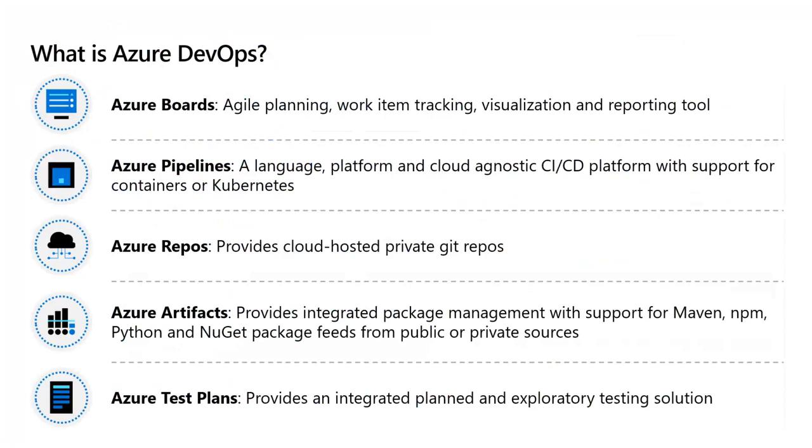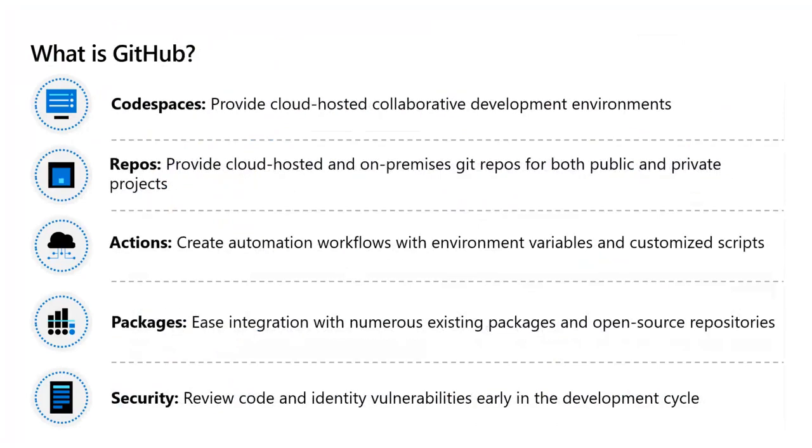What else? Another service that is provided by Microsoft. We have GitHub. We can also execute pipelines in GitHub. This is something known as GitHub Actions. Here we will have Codespaces. So this will provide cloud-hosted collaborative development environments. We have the repos. So this is how GitHub started. They provide cloud-hosted and on-premises Git repos for both public and private projects. We have Actions that allow me to create workflows or pipelines with environment variables and customized scripts. Packages that allow me to store my private or public packages.